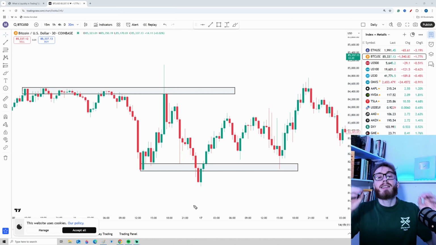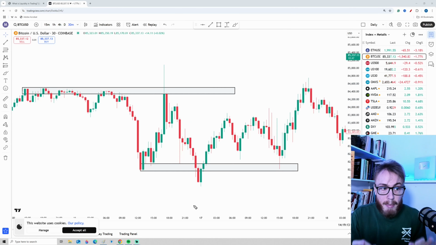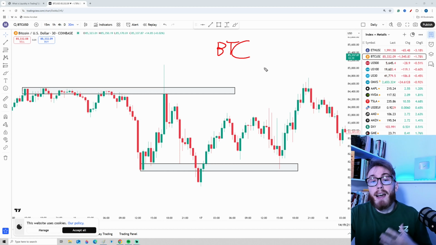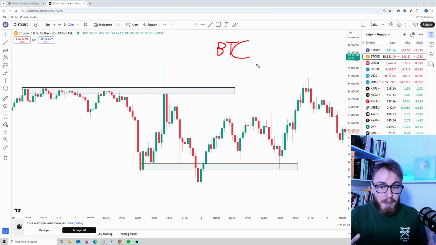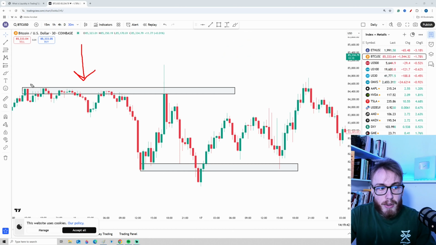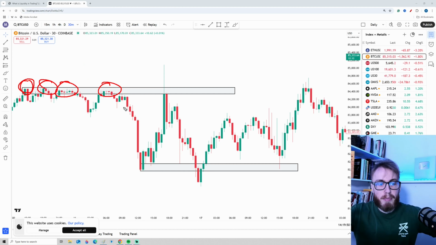But now let's take a look at how to trade the liquidity grab step by step. So first of all, right now we're looking at the BTC on the 30-minute time frame. But you can find liquidity grabs and liquidity sweeps on pretty much all time frames. And the first thing I want you to notice about this chart is that we have a very clear resistance level right here. You can see that the price got reacted to not only one time, two times, three times, four times here. So we have multiple reactions as resistance right here.